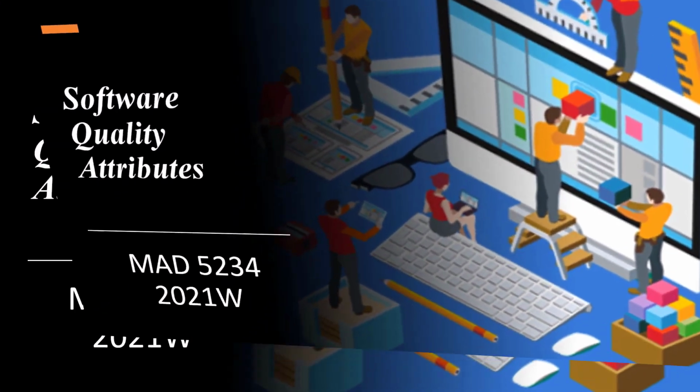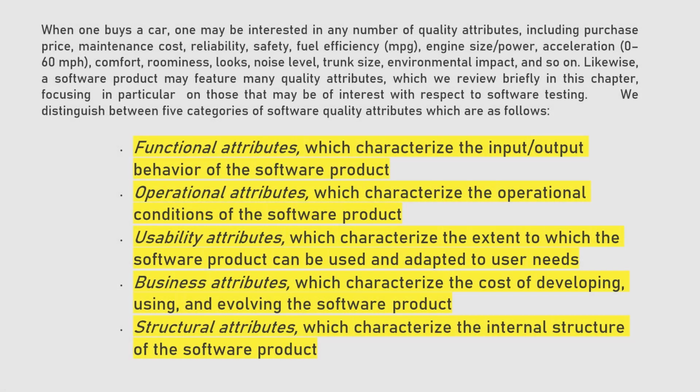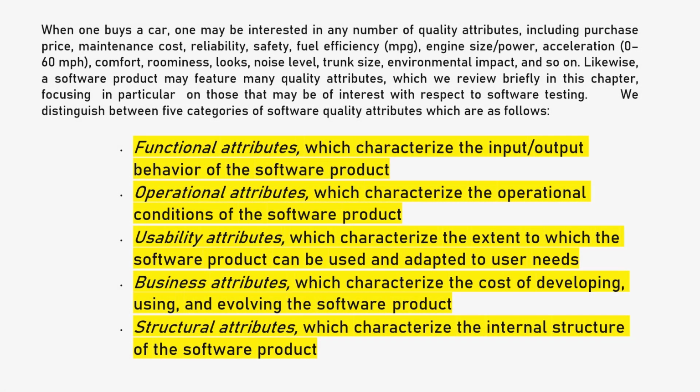Software quality attributes. When one buys a car, one may be interested in any number of quality attributes, including purchase price, maintenance cost, reliability, safety, fuel efficiency (MPG), engine size/power, acceleration (0 to 60 miles per hour), comfort, roominess, looks, noise level, trunk size, environmental impact, and so on. Likewise, a software product may feature many quality attributes, which we review briefly in this chapter, focusing in particular on those that may be of interest with respect to software testing.